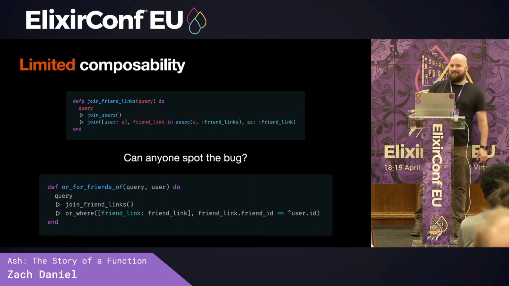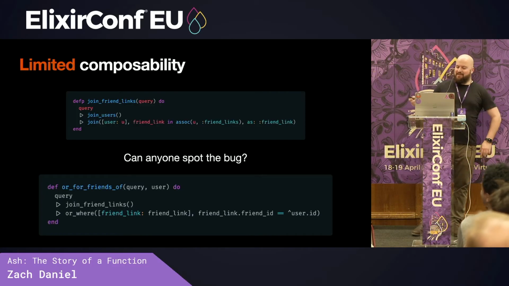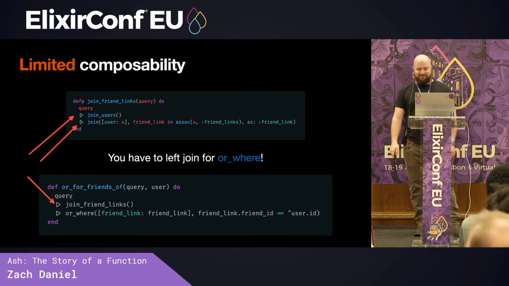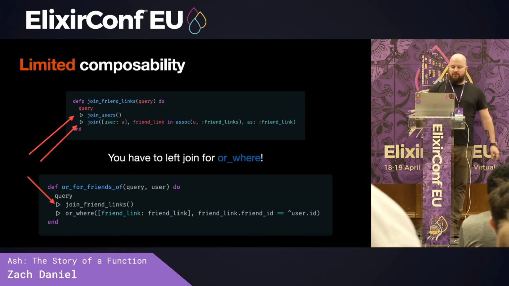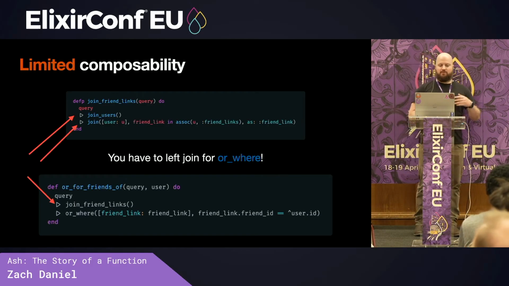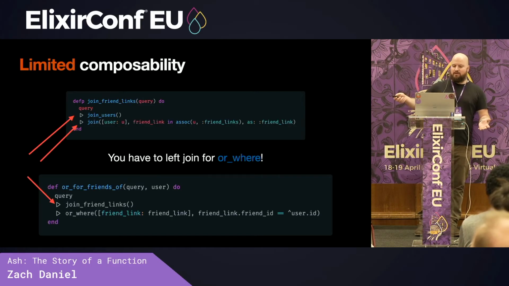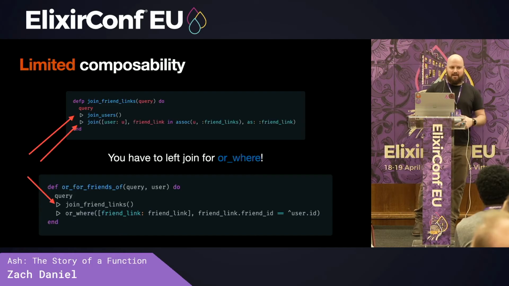Okay, there are two bugs with this code right here. The one I was getting at is that or for friends of calls join friend links, which does an inner join. So you think you're saying where it's from one of my friends or it's some other condition, but technically it's where I have at least one friend and it's from one of my friends. So this has a subtle logic bug because you have an inner join. And you have to then change it, well, if I'm joining to a where, it has to be a left join.